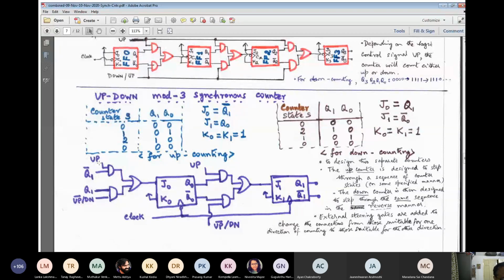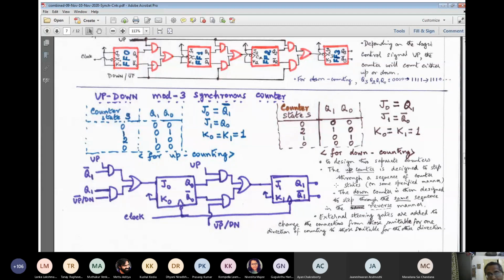On the other hand, if up is low, we want the counter to proceed in the backward direction. That means start with 0 0, then the following state will be 1 0, then 0 1, and again 0 0 returns. Right? And how we can do it is very simple. Feed the system-wide clock to the clock input of all the flip-flops, and then interpose a 2 to 1 multiplexer before each excitation input of the flip-flop.